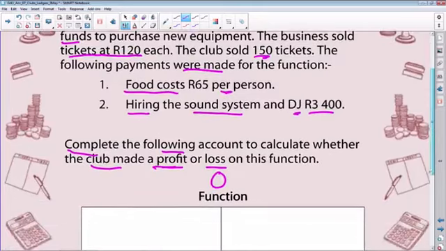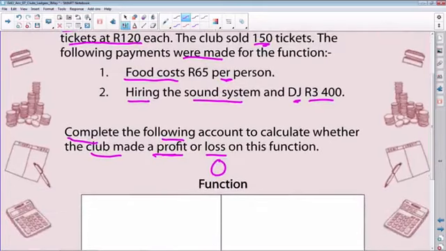Okay, right guys, let's look at whether the club made a profit or loss from hosting this dinner and dance function. Now let's look at our account. So remember guys, whatever the club received is going to go on the credit side of this account. That's obviously regarded as a receipt. You're receiving money, and whatever payments were made will be recorded on the debit side.